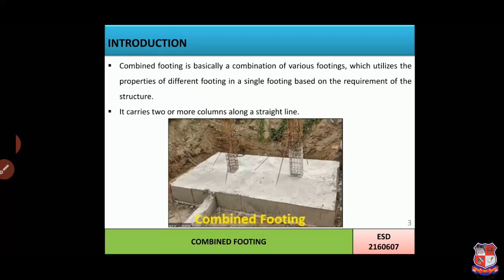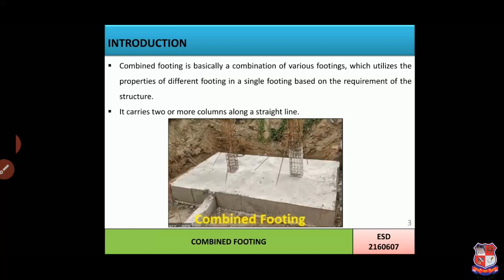Now starting with the basic concept of the combined footing. Basically, in case of isolated column footing, we have seen that one single column is there that rests on a support, or we can say that support is our footing. Now in case of combined footing, normally two or more than two columns are provided. Combined footing is basically a combination of various footings which utilizes the properties of different footings in a single footing based on the requirement of the structure.